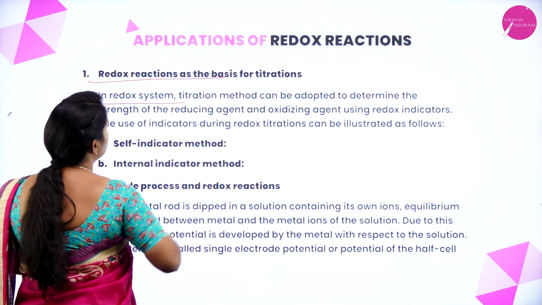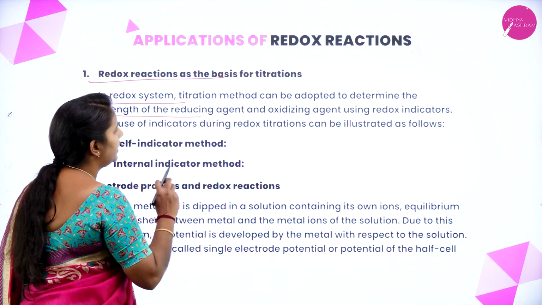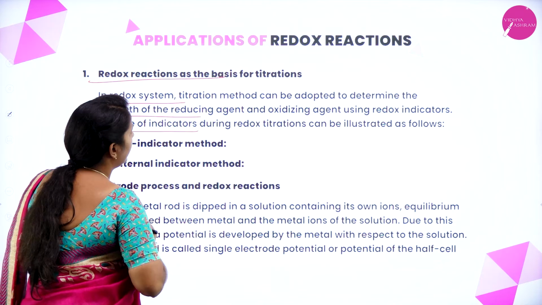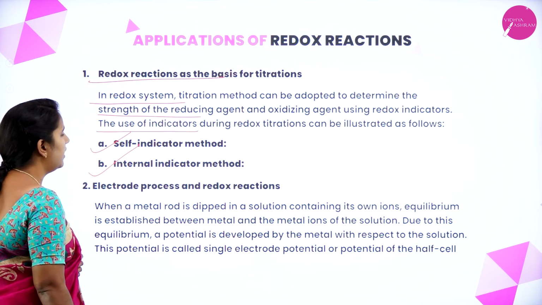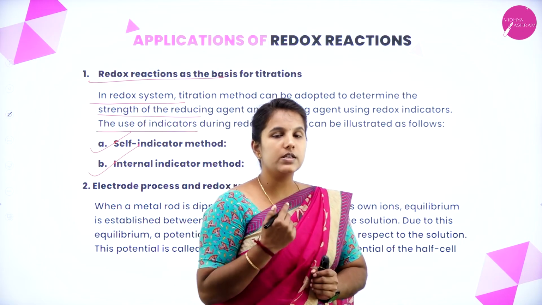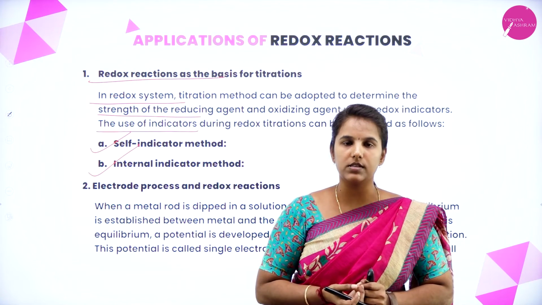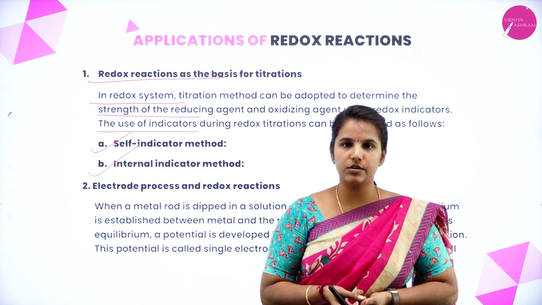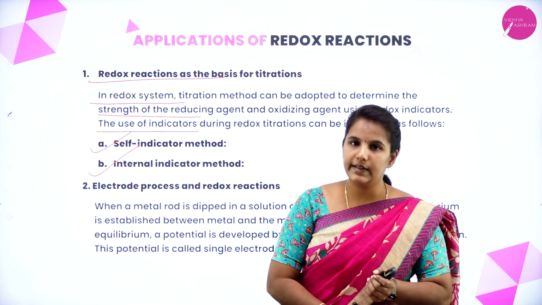Okay. In the redox system, the titration method will be adopted to determine the strength of the reducing agent and oxidizing agent using a redox indicator. The use of an indicator during the redox titration can be illustrated as follows, where the self-indicators and the internal indicators can be used for this. So we all know that in the first PUC as well as in the second PUC, we will do the titration where the oxidation and reduction reaction will be taking place, when one is getting oxidized, one is getting reduced. In both of these redox reactions, one is by using a self-indicator and one is by using internal indicators also.